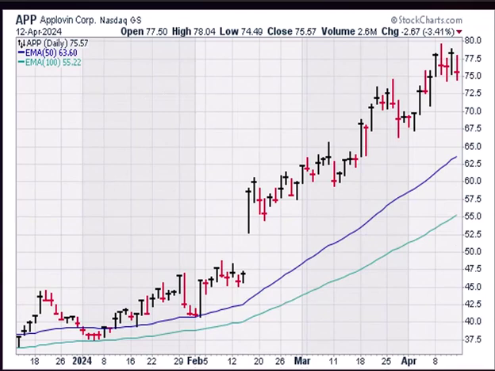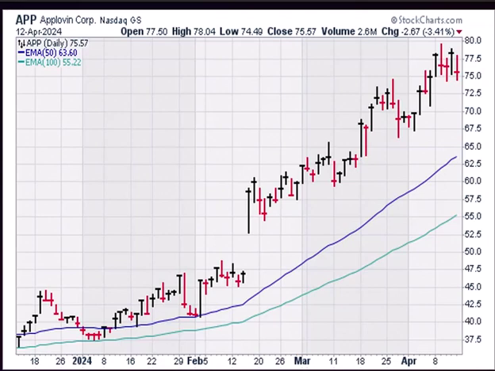The stock is in a bull trend on a daily basis if the 50-period or 50-day exponential moving average is above the 100-day exponential moving average. The blue line is the 50-day EMA line, and the green line is the 100-day EMA line. The blue line has been above the green line since the chart started late last year, so the daily trend in APP is up.